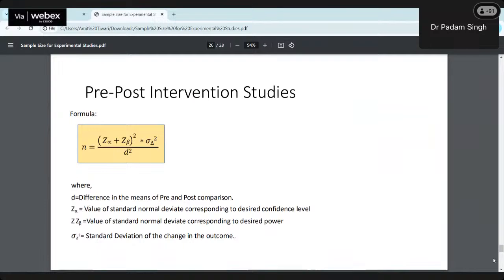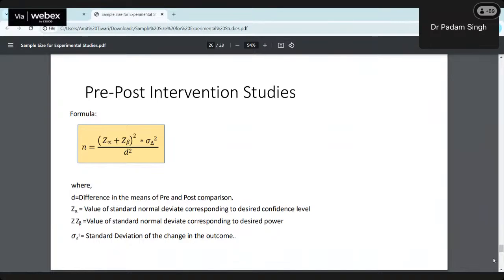Okay. पहले तो ये कि भाई फॉर्मूला क्या यूज होगा इसमें. The formula here is (Z alpha plus Z beta) whole square, same Z alpha corresponding to the confidence level, Z beta corresponding to the power. And remember, it is sigma of delta, जो change होगा उसकी variability कितनी है, and divided by D, जो change आ रहा है, the delta square.